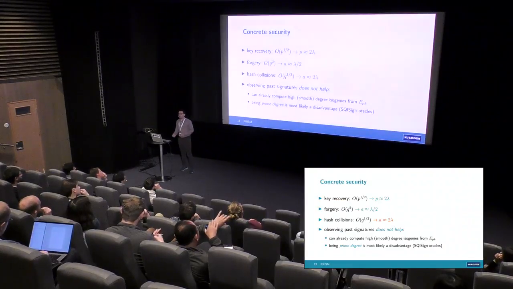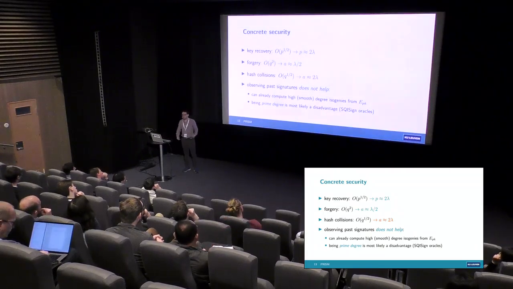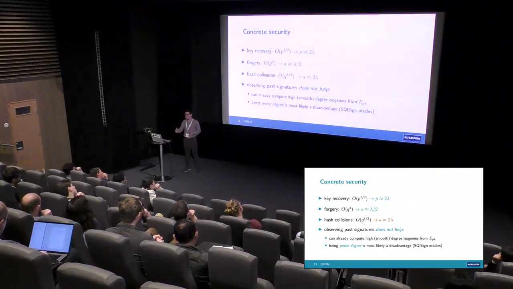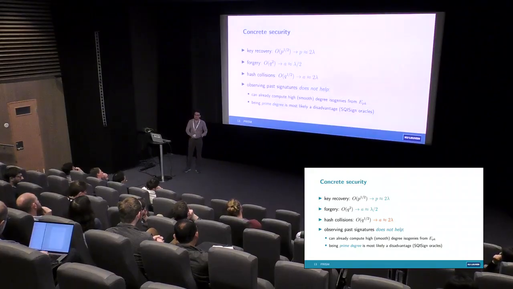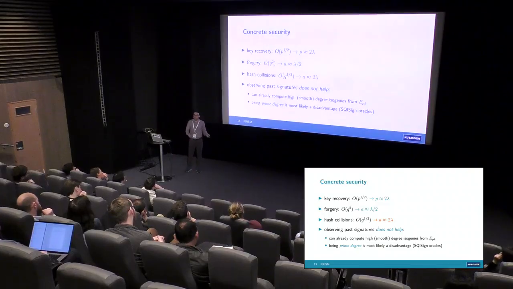So concretely, how much does it cost to attack our scheme? Key recovery is as in any other signature scheme based on isogeny, because the secret key is generated in the same way. And so we have attacks that are roughly square root of p. So we have to take p to be 2 lambda, where lambda is the security parameter. Forgery: the best way to compute an isogeny of degree q costs q square operations. And this means that for our hard problem, we can take the security parameter to be lambda over 2, where lambda is the security parameter, so it's very small.